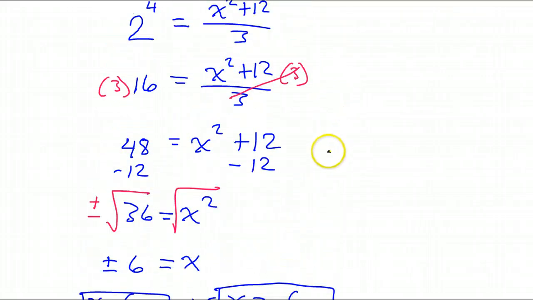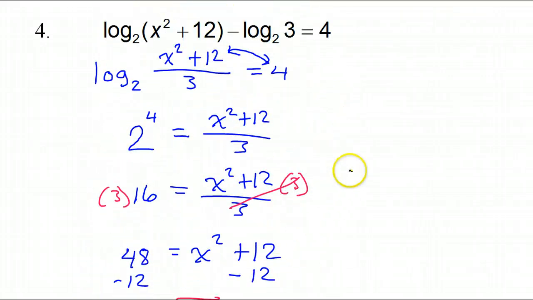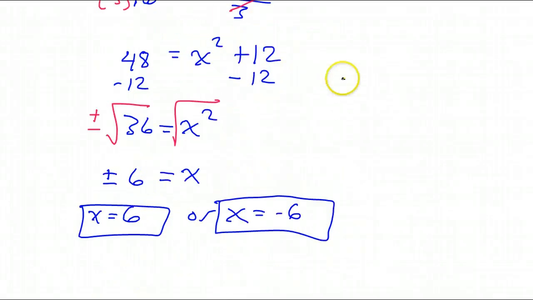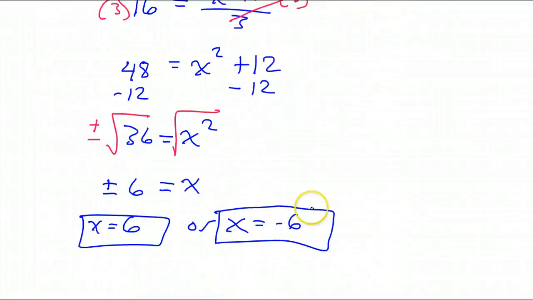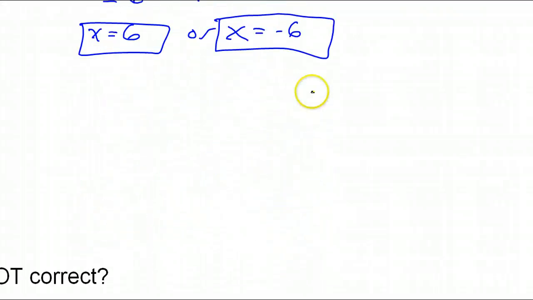Now let's look back and make sure neither one of these are extraneous. This first, the 6. If I have x squared plus 12, well, that's 36 plus 12, that's 48. That's fine, nothing wrong there. What about the negative 6? Negatives are scary. But negative 6 squared is still 36, so it's still 48. So even the negative one is fine. So we just have these two solutions. Keep them both.